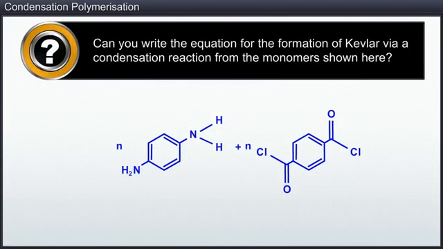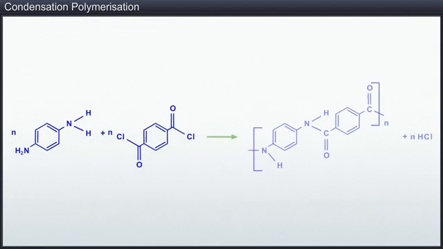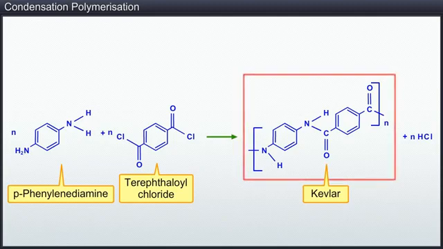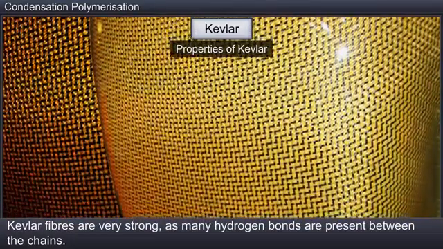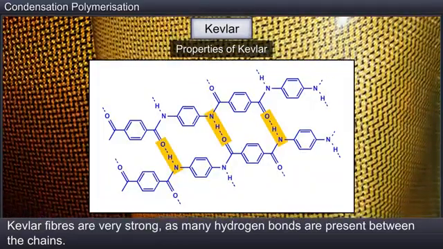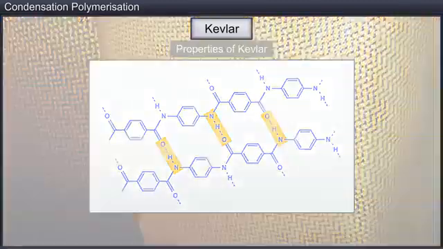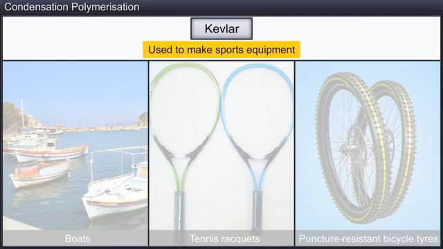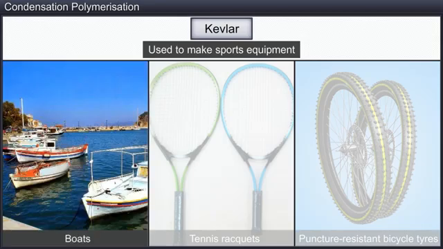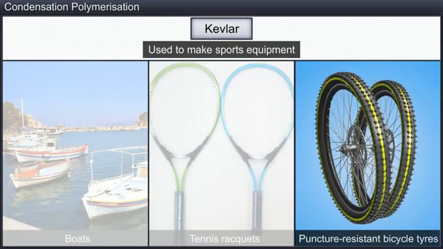Can you write the equation for the formation of Kevlar via a condensation reaction from the monomers shown here? These two monomers can form a polyamide chain with para or 1,4 linkages. Notice that HCl is formed during the condensation reaction. Kevlar fibers are very strong as many hydrogen bonds are present between the chains, as shown in the illustration here. Kevlar is used to make protective gear, including bulletproof vests. It is also used to make a variety of sports equipment, including boats and tennis rackets, besides puncture-resistant bicycle tires.